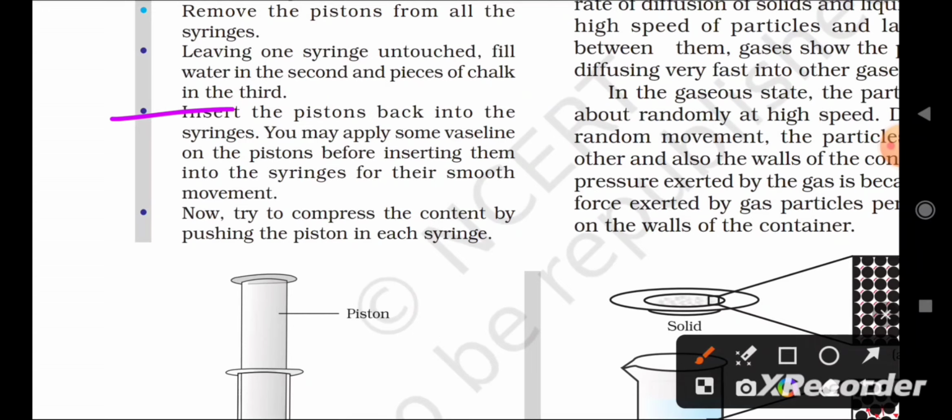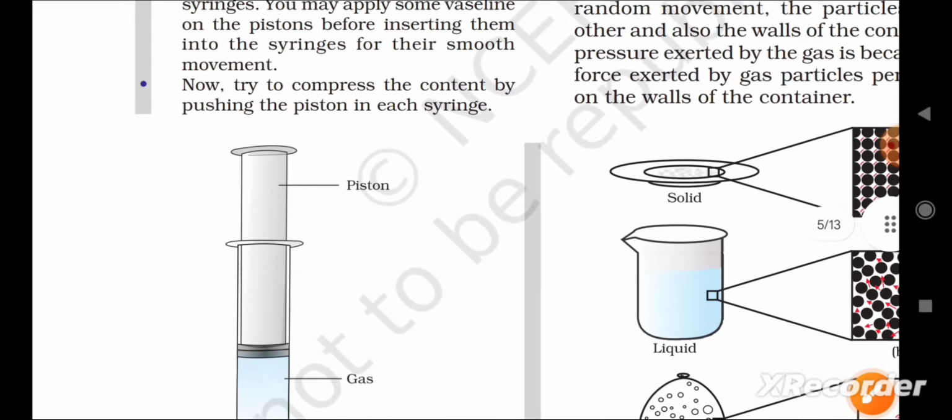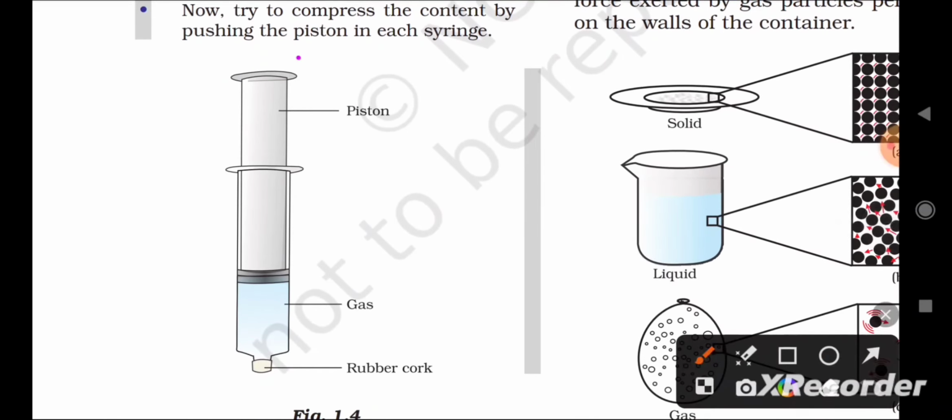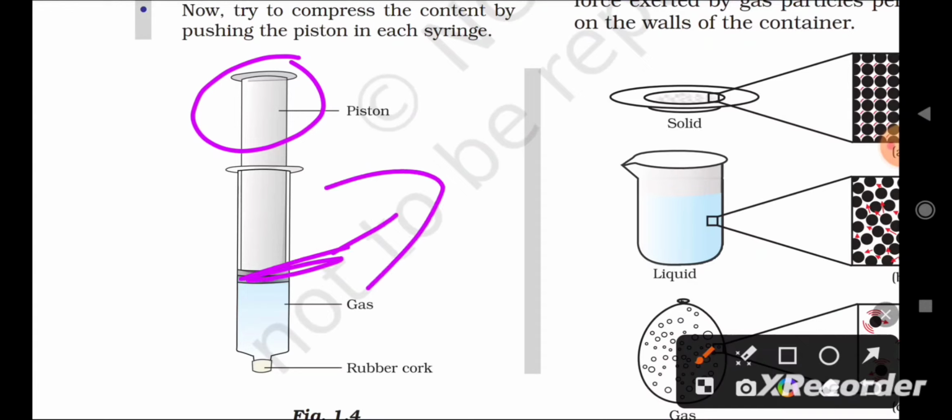Okay, after adding water to the second and chalk pieces to the third, and keeping the first one undisturbed, after 2-3 minutes, try to insert the piston in those syringes. Like this you have to insert. Before that, for smooth movement, apply Vaseline on the pistons so they move very easily.